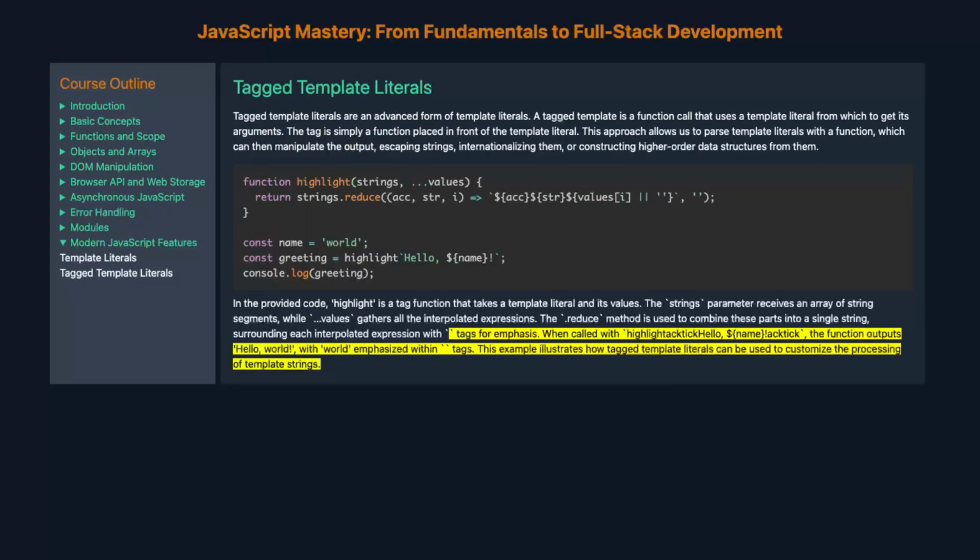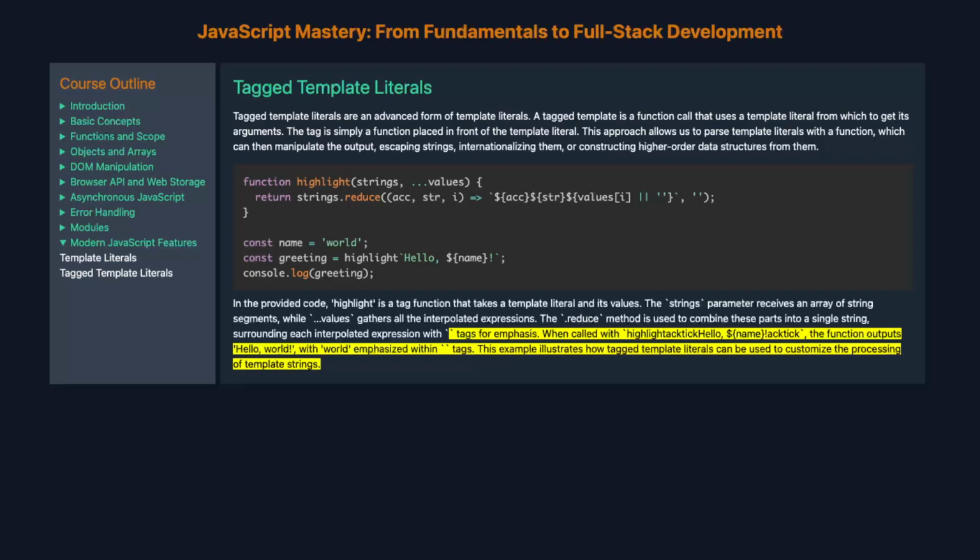Tagged template literals. Tagged template literals are an advanced form of template literals. A tagged template is a function call that uses a template literal from which to get its arguments. The tag is simply a function placed in front of the template literal. This approach allows us to parse template literals with a function, which can then manipulate the output, escaping strings, internationalizing them, or constructing higher-order data structures from them.